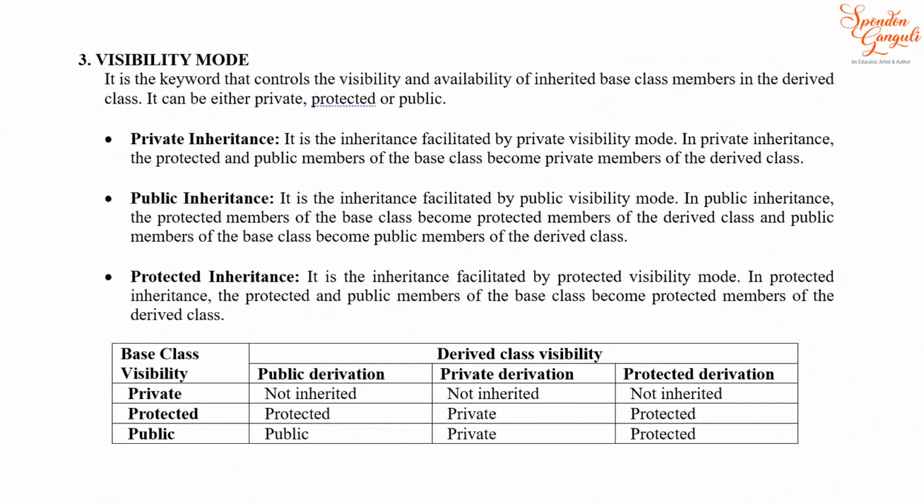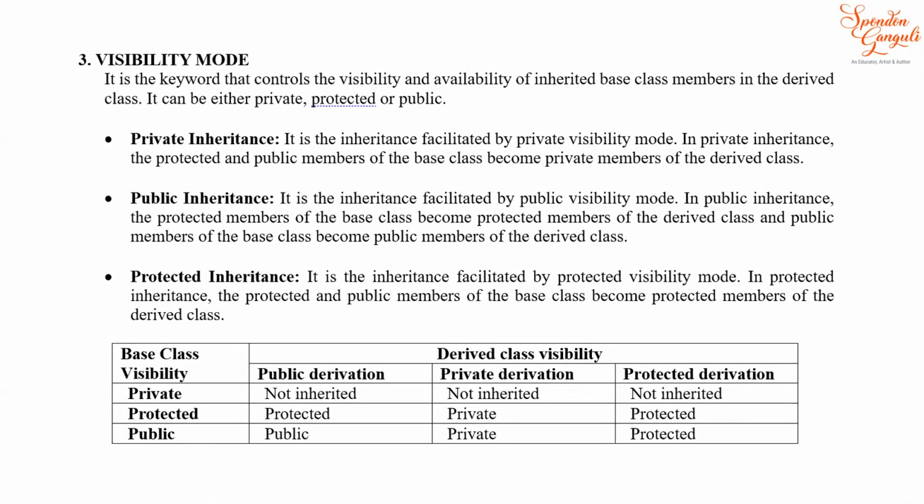Visibility mode. What is visibility mode? It is the keyword that controls the visibility and availability of inherited base class members in the derived class. It can be either private, protected, or public. Generally, we go for public inheritance.